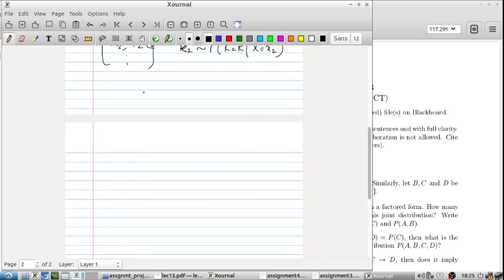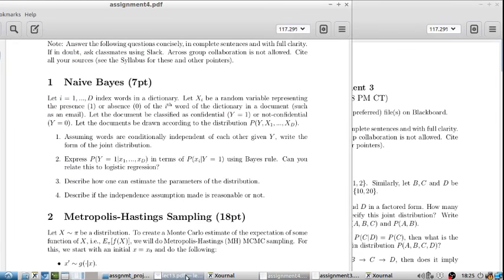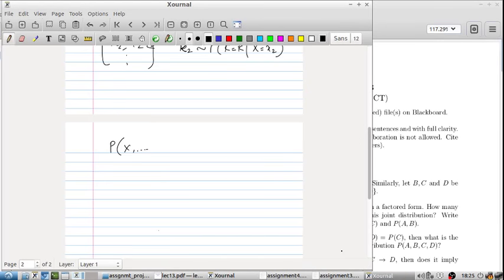Okay. So all I'm saying is the probability of x1 to xD given y is just the product, for little d equal to 1 to capital D, of the probability of x little d given y. This is the naive Bayes assumption. That's all.